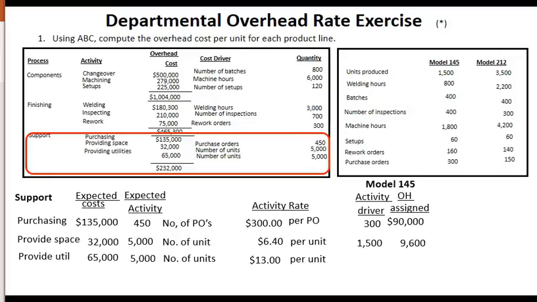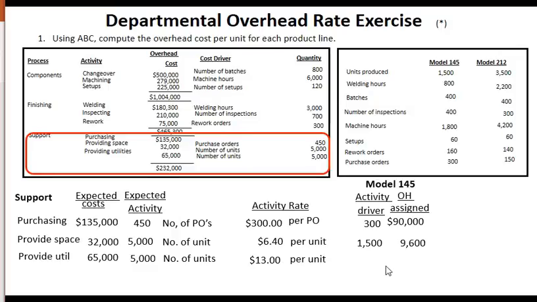And in this case, the number of units produced is going to be 1,500 at the top. So it's 1,500 times $6.40 a unit. So the total amount assigned would be $9,600. I did forget to mention, when I talked about dividing by the number of units, that was the units produced in terms of the air conditioners.